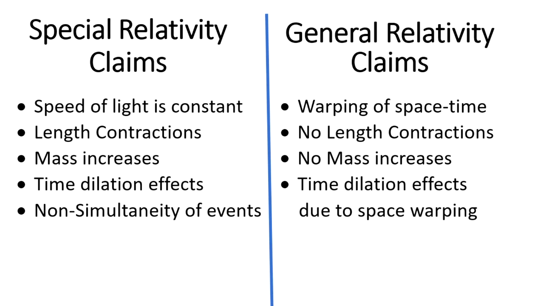Now let's look at the claims for general relativity. General relativity claims the warping of space-time by massive bodies. No claims for length contraction. No claims for mass increases. Claims that space warping causes time dilation equal to the Lorentz factor using the escape velocity.